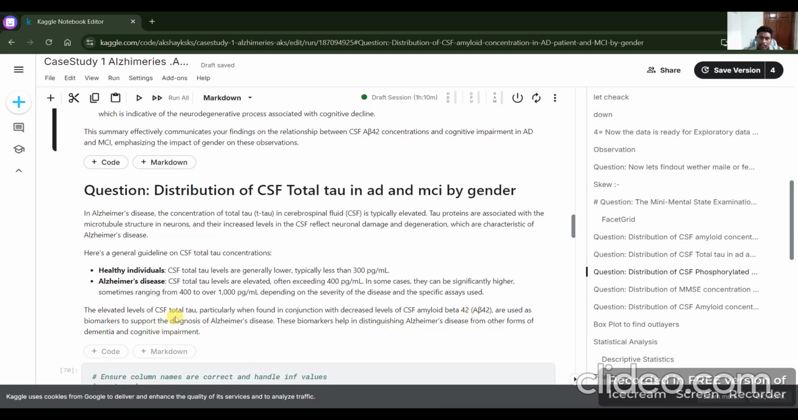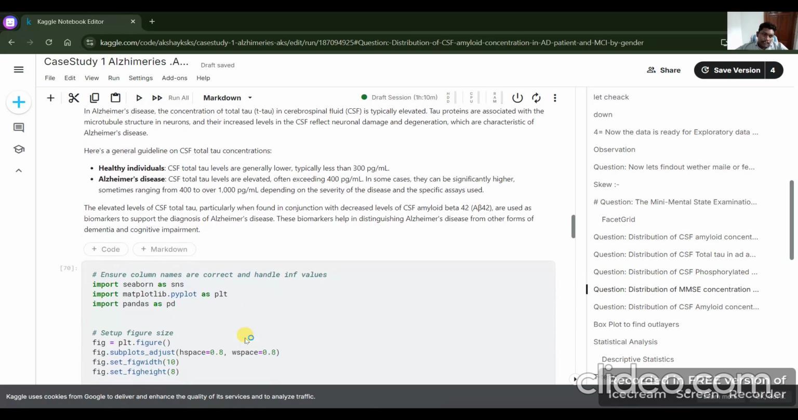The elevated level of CSF total TAU, particularly when found together with decreased levels of CSF amyloid beta 42, is used as a biomarker to support the diagnosis of Alzheimer's disease. These biomarkers help to distinguish Alzheimer's disease from other forms of dementia and cognitive impairment.